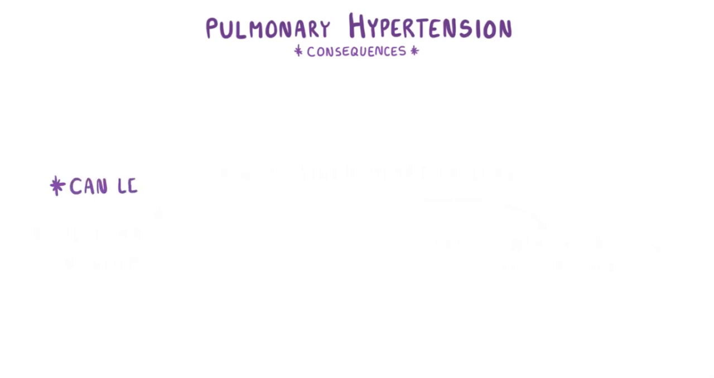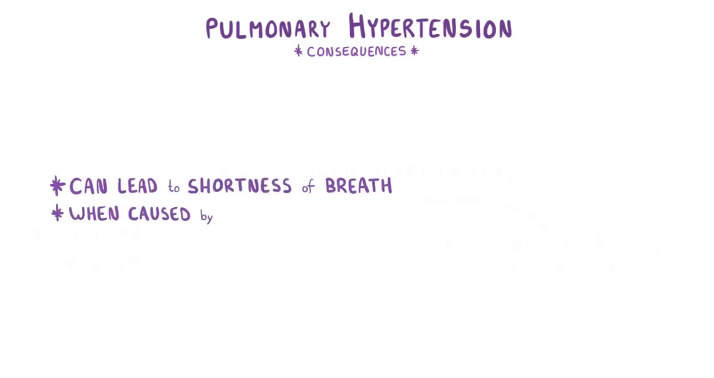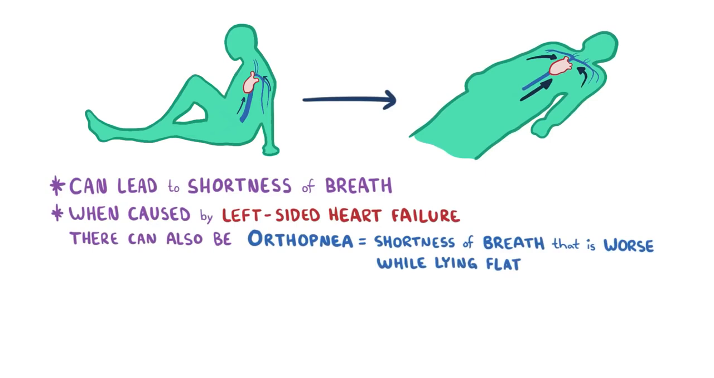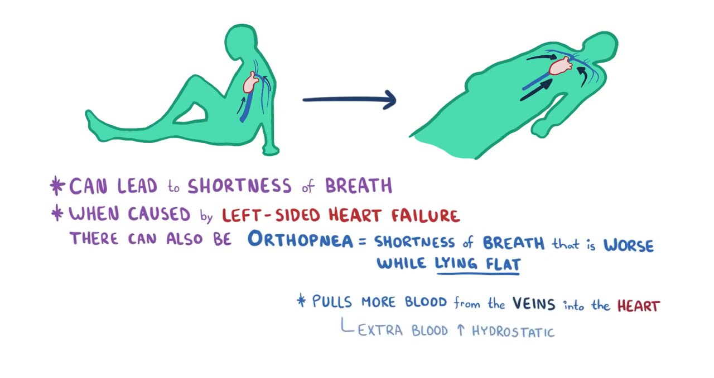Pulmonary hypertension can lead to severe shortness of breath. When pulmonary hypertension is caused by left-sided heart failure, there can also be orthopnea, which is when the shortness of breath is worse while lying flat. That happens because lying flat pulls more blood back from the veins into the heart, and extra blood only increases the hydrostatic pressure in pulmonary capillaries.